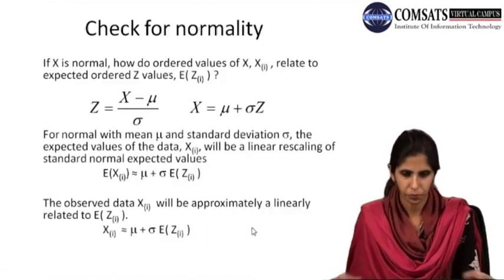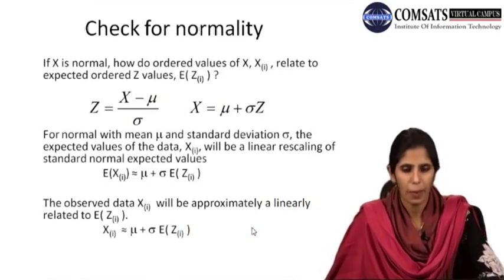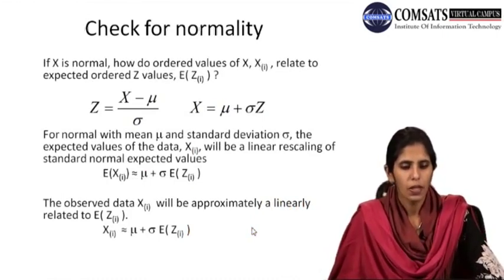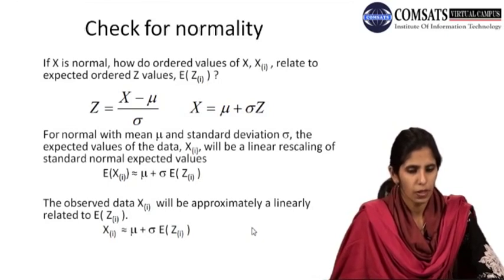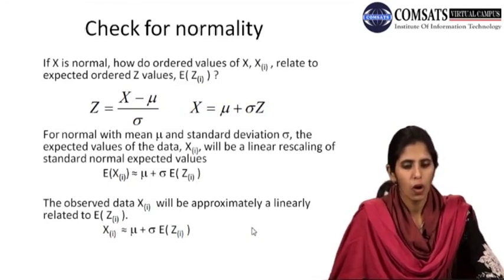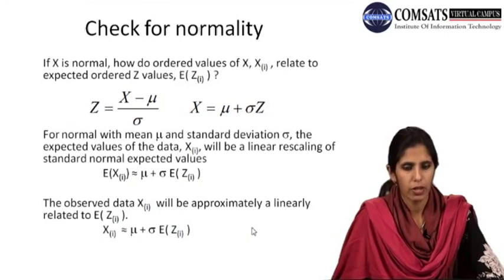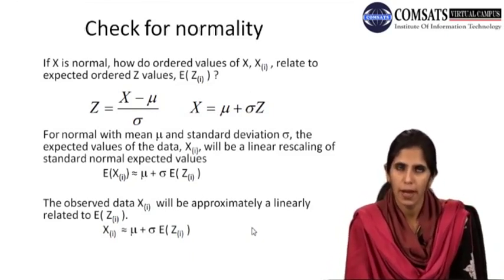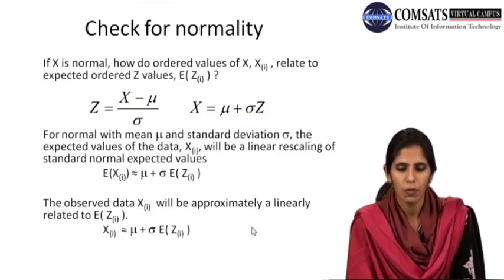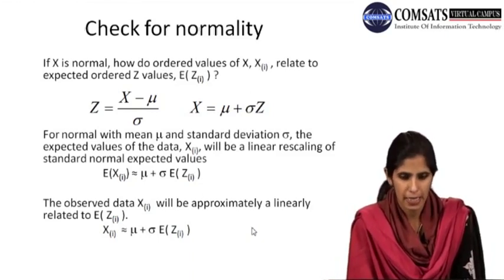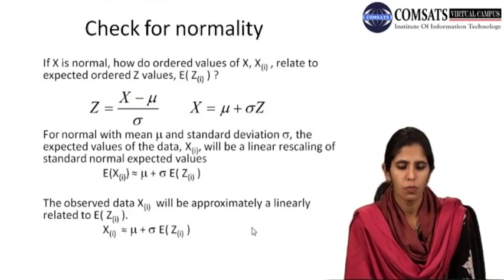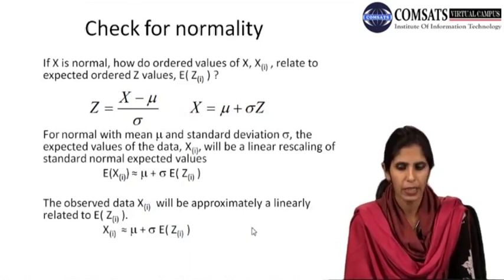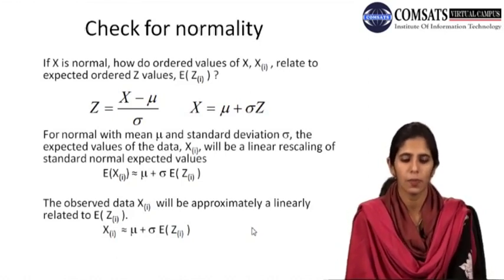of the normal curve. Now here we can check for normality: if x is a normal random variable, how do ordered values of x, that is x iota, relate to the expected order z values, the expected value of zi? So here z is equal to x minus mu over sigma, where x is equivalent to mu plus sigma z. For the normal case with mean mu and standard deviation sigma, the expected values of the data xi will be a linear rescaling of standard normal expected values.